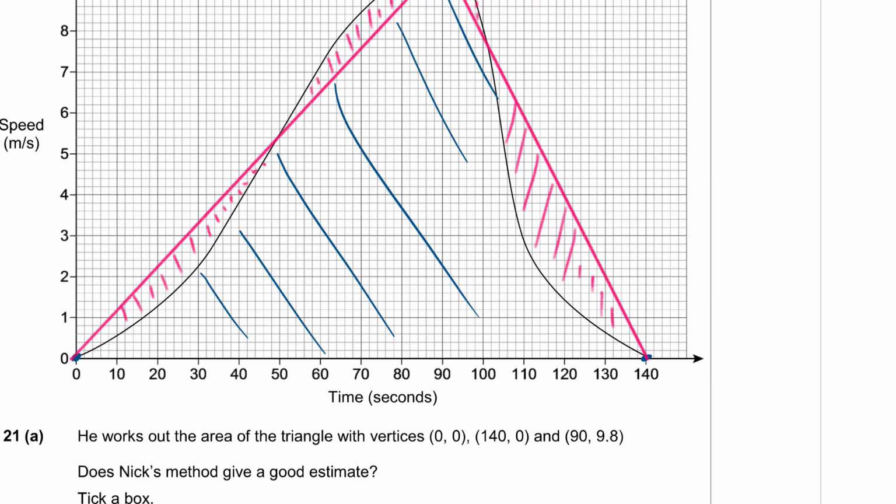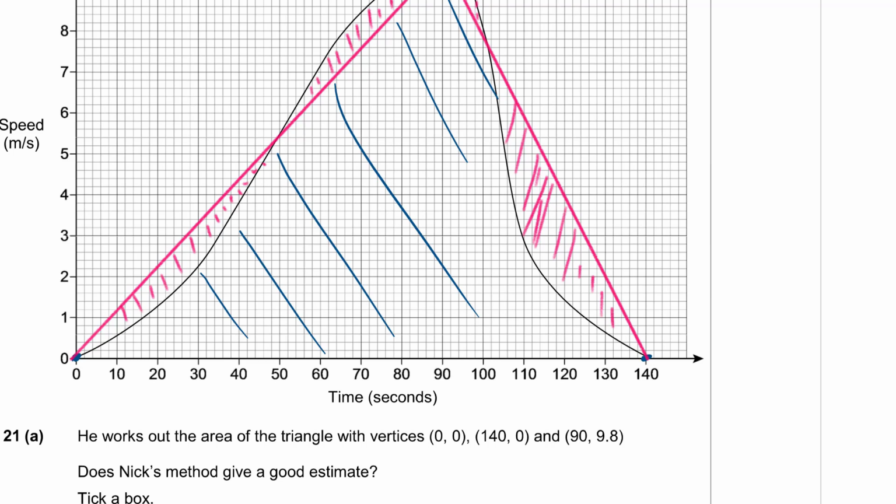So if you do use this approximation, then I would say that the answer you're going to get is a slight overstatement of the distance travelled, because, as I say, this bit down here is bigger than this bit, so your area is going to be bigger than the area under the graph.